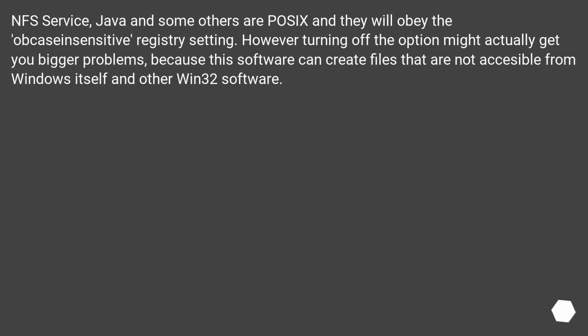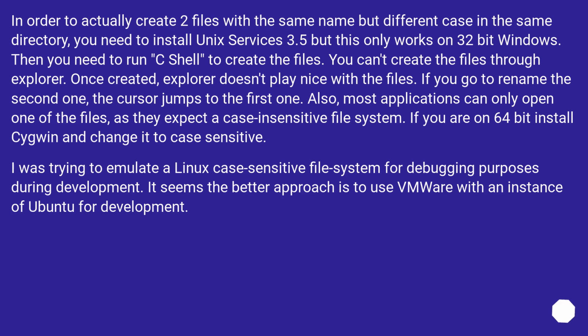However, turning off the option might actually get you bigger problems, because this software can create files that are not accessible from Windows itself and other Win32 software. In order to actually create two files with the same name but different case in the same directory, you need to install Unix Services 3.5, but this only works on 32-bit Windows. Then you need to run C shell to create the files. You can't create the files through Explorer.